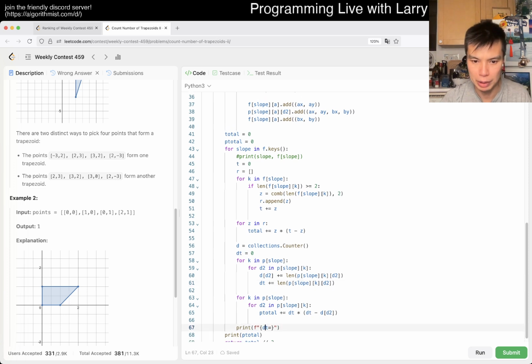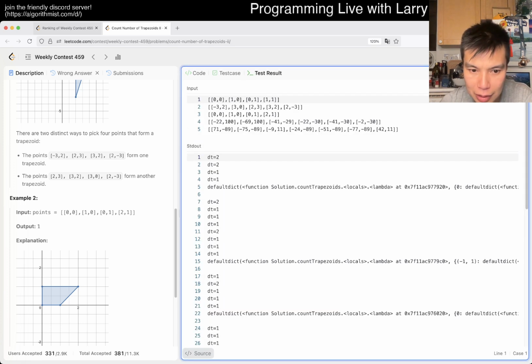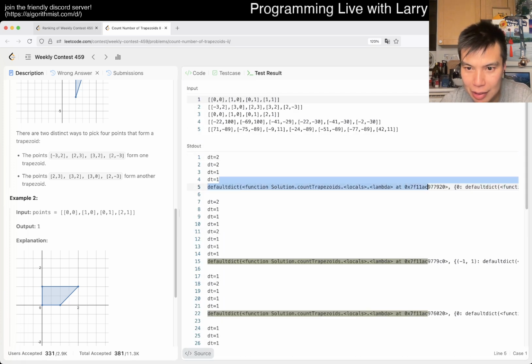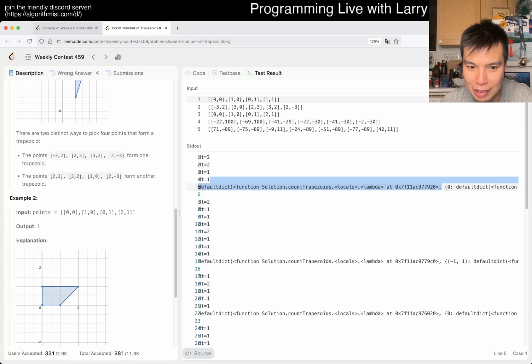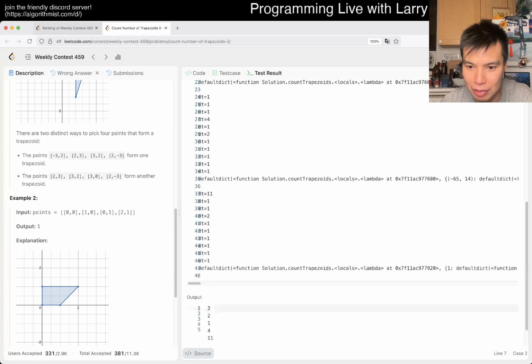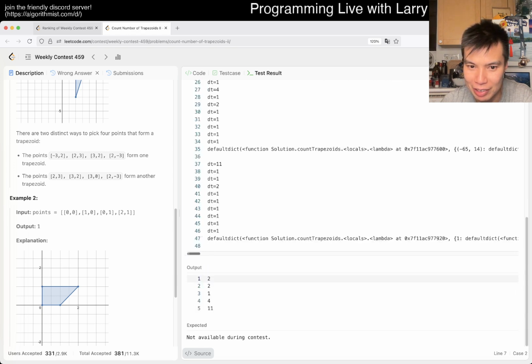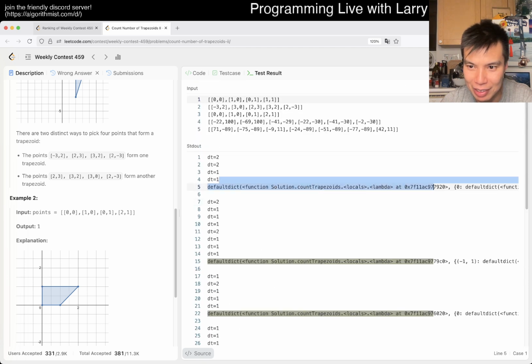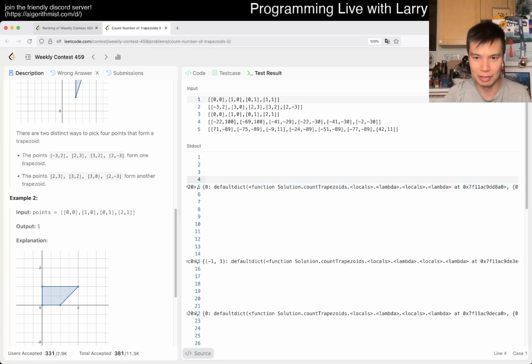Actually, let me just print out p now, because maybe that's slightly easier to read than some crazy mess. Maybe not. I can't even scroll to the right easily, because Leetcode makes the scrolling here. If I scroll up to here, I cannot scroll. Thanks, Leetcode.